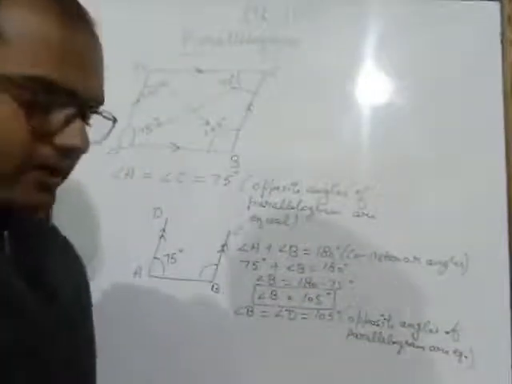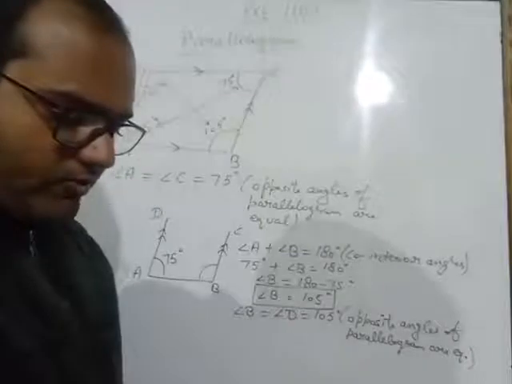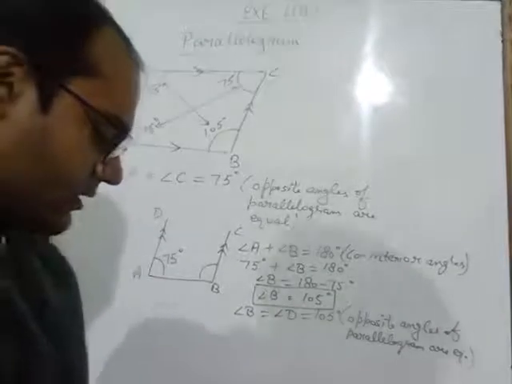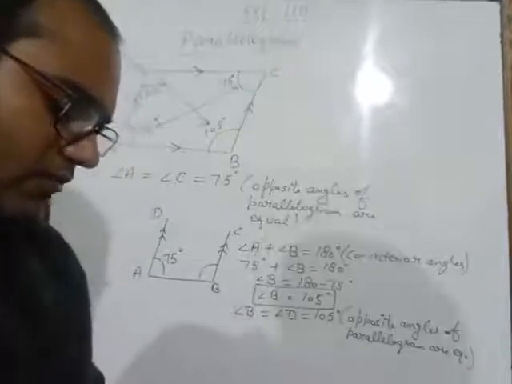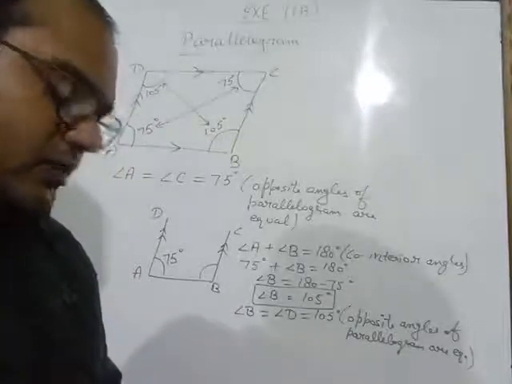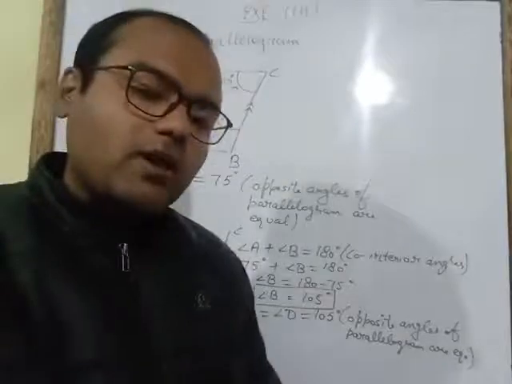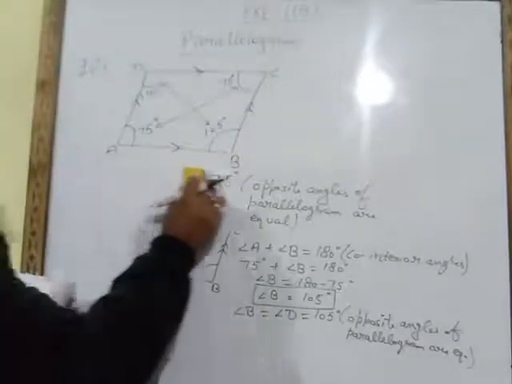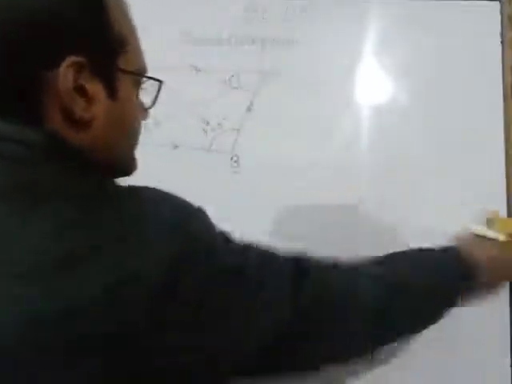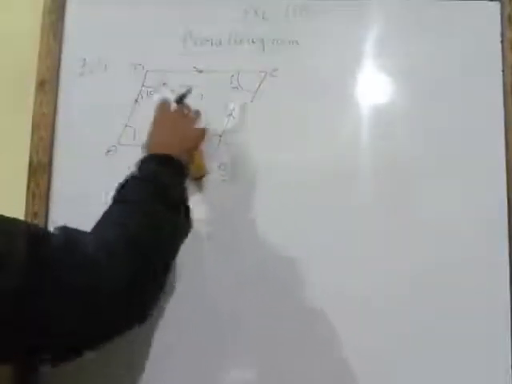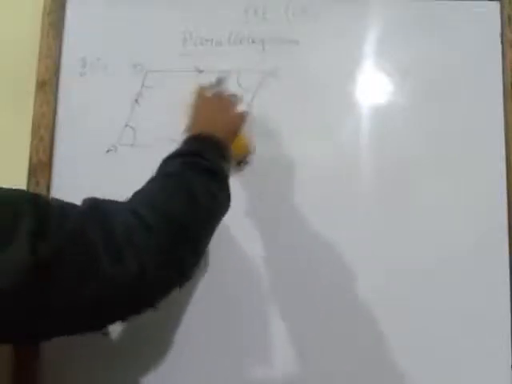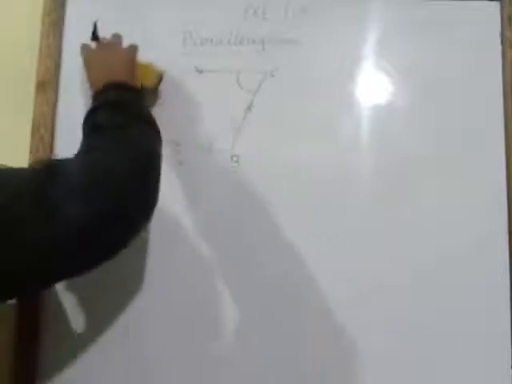So this is part number first. Now we will do part number second also. What is the second part? If one of the angles of a parallelogram ABCD, we have to find the angles of parallelogram ABCD. All the 4 angles we have to find. Same figure we will take. Only values we will change here. Second part.